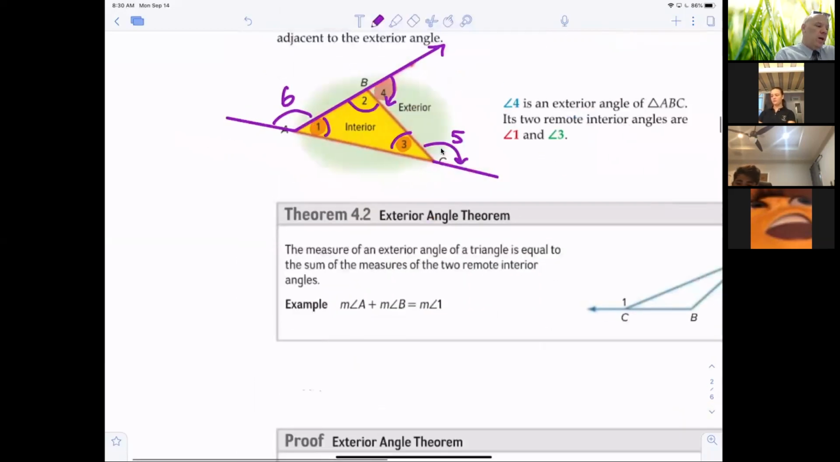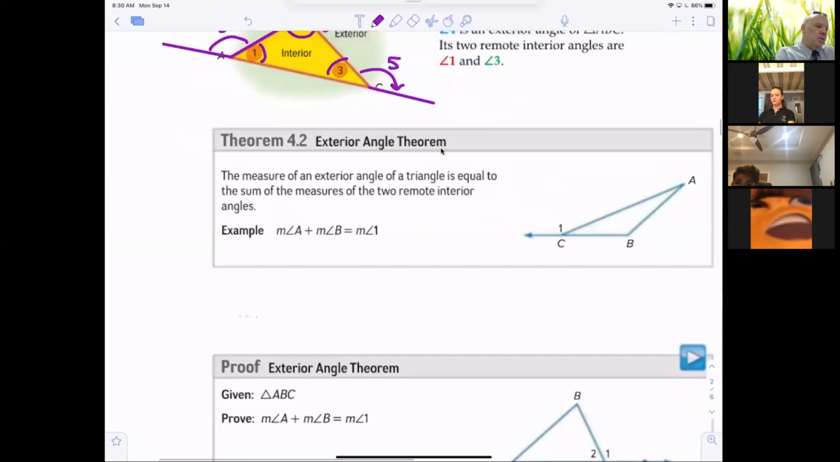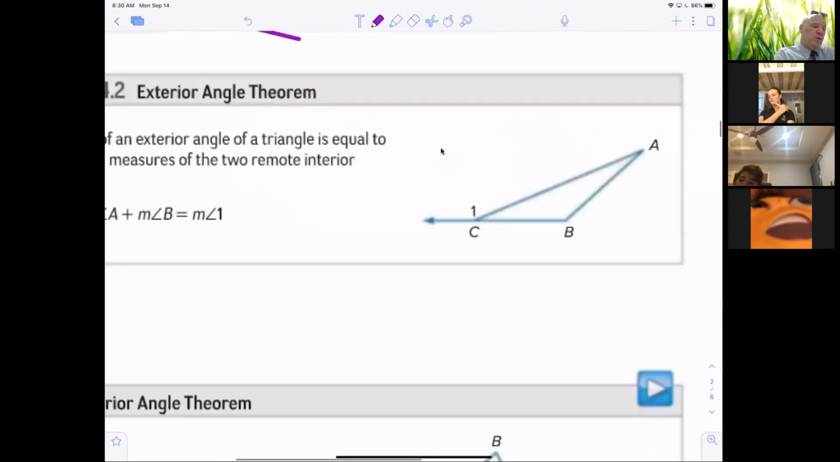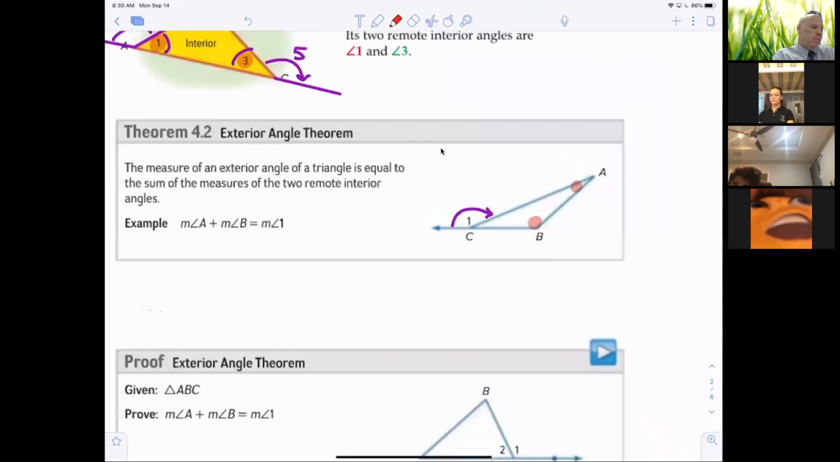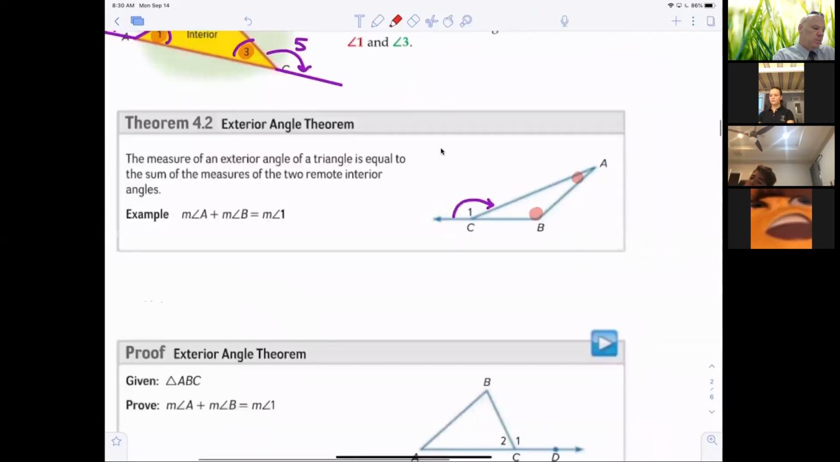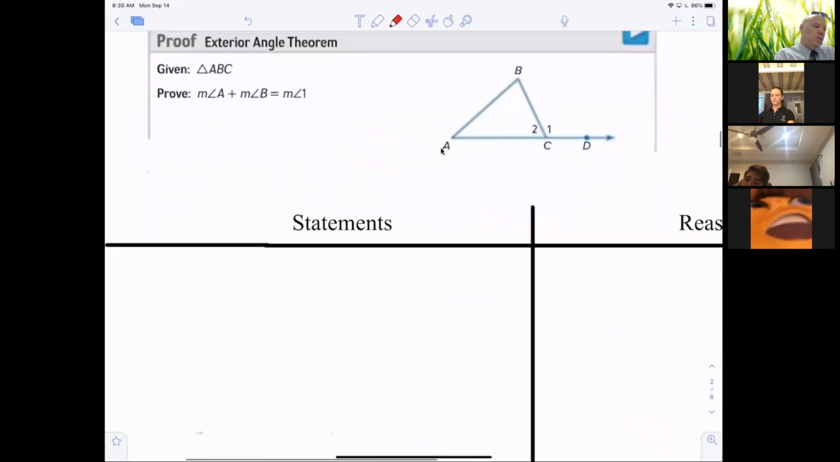Now, the next thing is, I have this. The measure of an exterior angle of a triangle is equal to the sum of the measures of the two remote interior angles. So what does that mean? This angle 1 right here is always equal to angle B plus angle A. And that's an easy proof too. Very, very easy. And so here we go. Let's prove it real quick.